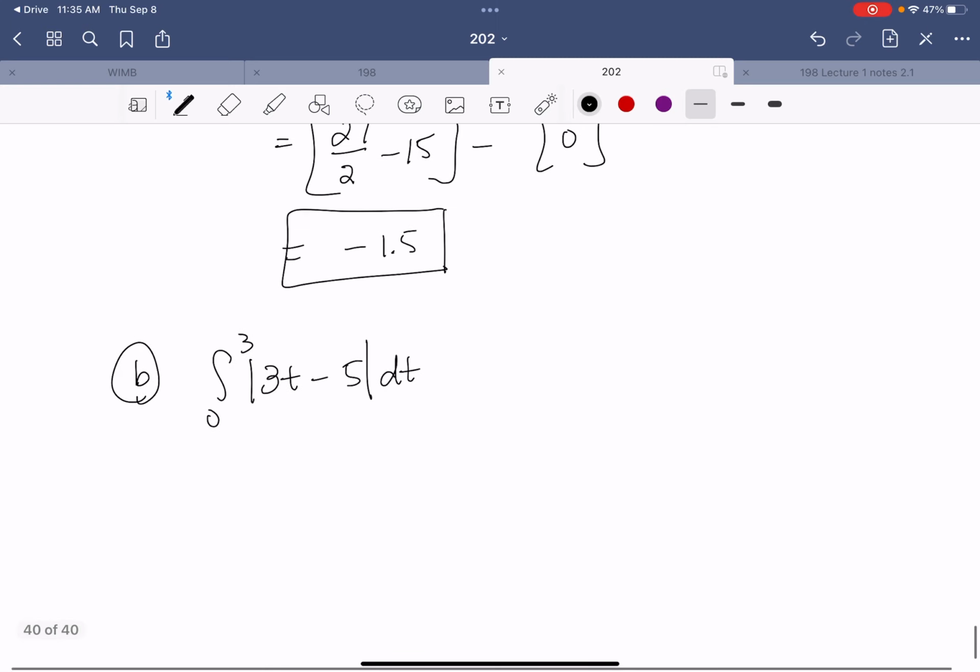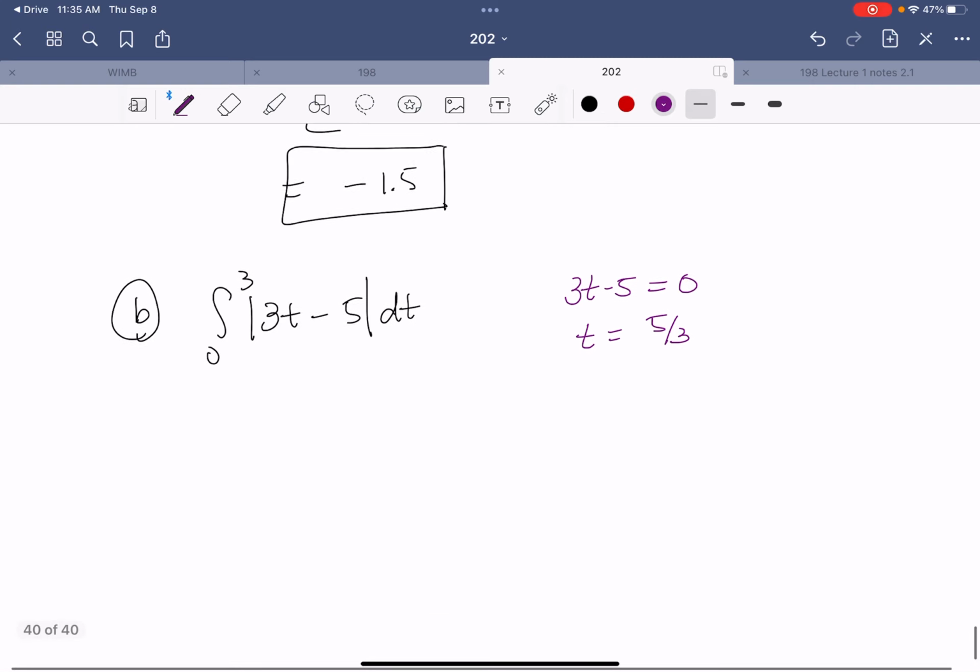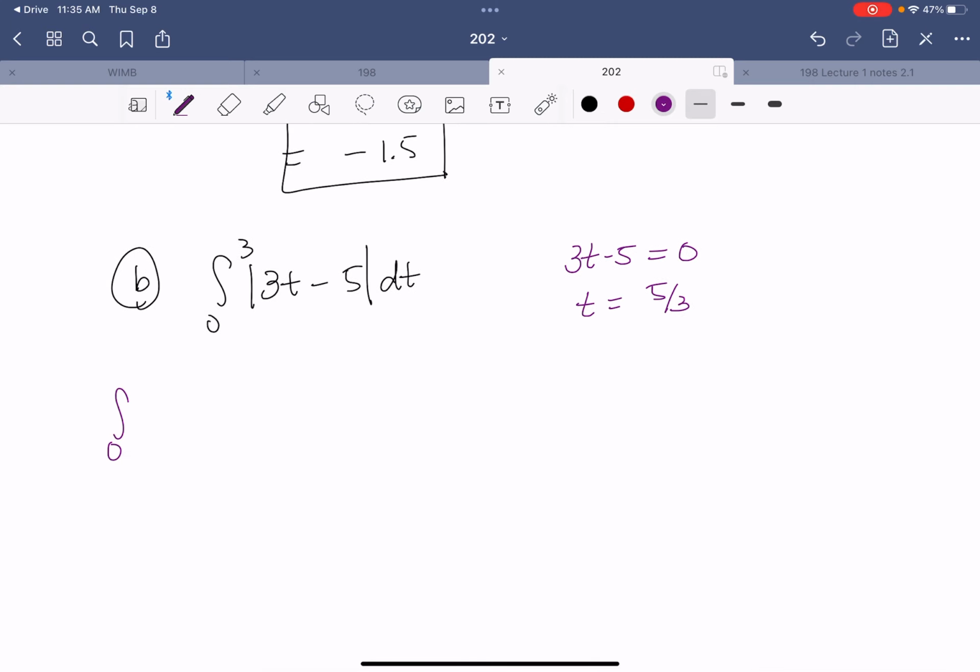Okay, so we're going to take our integrand, which is the 3t minus 5, and set it equal to 0. So t is equal to 5/3. So we're going to be splitting up our integral at 5/3. So we want this from 0 to 5/3 of the absolute value of 3t minus 5 dt plus the integral from 5/3 to 3 of absolute value of 3t minus 5 dt.